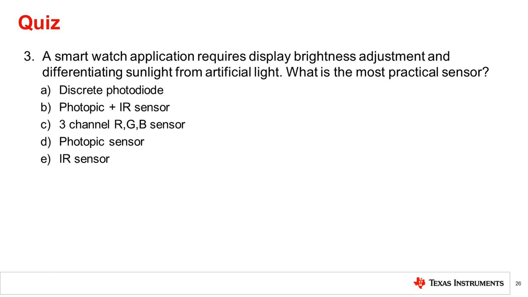Question 3. A smartwatch application requires display brightness adjustment and differentiating sunlight from artificial light. What is the most practical sensor? A multi-channel device would be needed to differentiate sunlight from artificial light. Of the options, photopic plus IR is both the most cost-effective and the best at differentiating sunlight from artificial light.